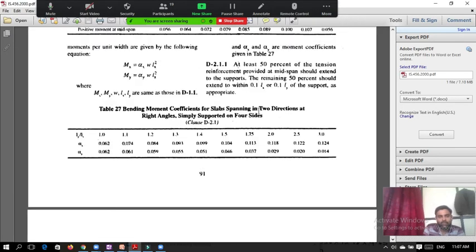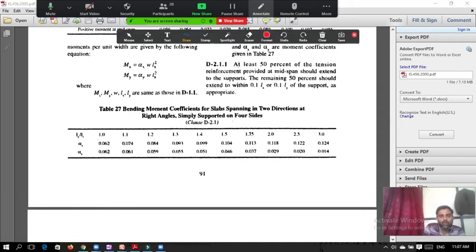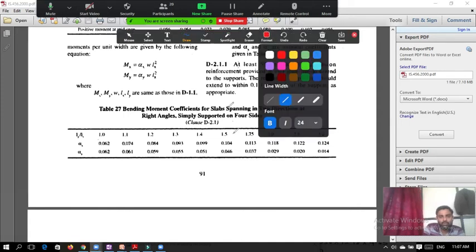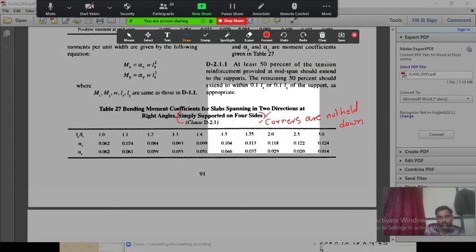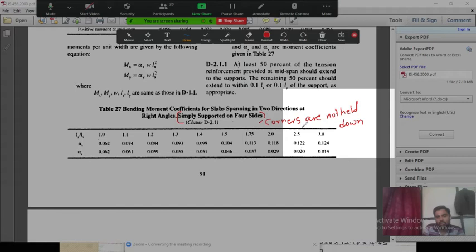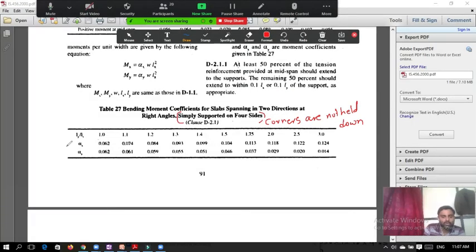this is another table for when the corners are not held down. You can use this table when your corners are not held down. When they have mentioned simply supported on four sides, that means the corners are not held down. That is the meaning. So here it is very simple. Ly by Lx is given. This is the value of alpha x. Here it is the value of alpha y.